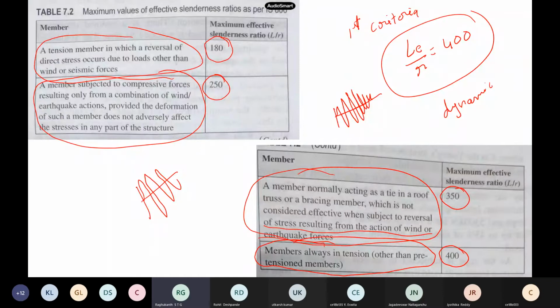Or sometimes with crane loads, like gantry girders, when the crane load is moving, which we generally use in factories to move heavy loads, when the crane is moving on top, your tension member may become a compression member, or vice versa, because of a variety of other things. Then if there is a chance, you should limit it to 180. But if it is pure tension, then 400 is the limit prescribed by the code.